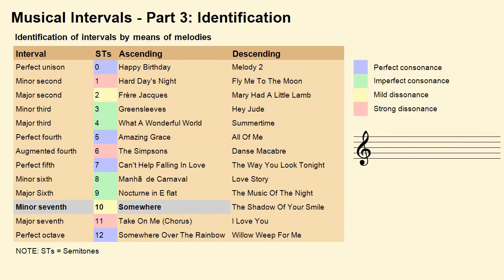Ascending minor 7th interval. 10 semitones. Somewhere. Descending minor 7th interval. 10 semitones. The shadow of your smile. The interval will be heard at the end of the phrase.